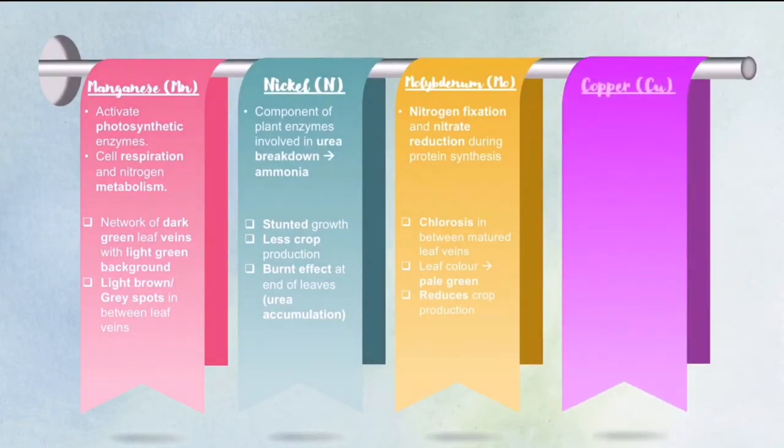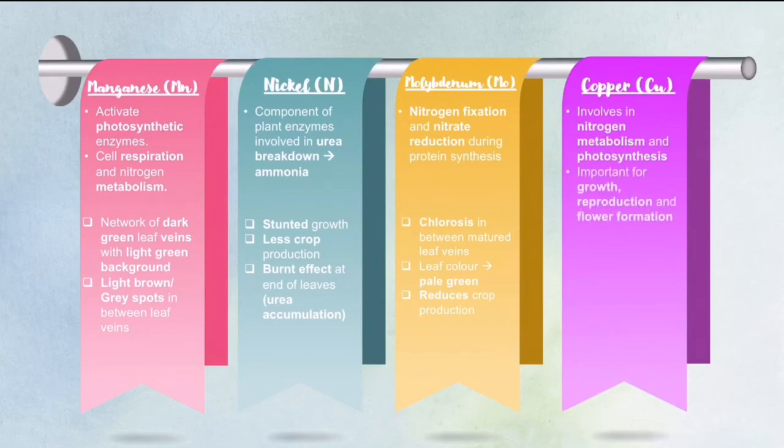And lastly, we have copper. Copper is involved in nitrogen metabolism and photosynthesis. It is also important for growth, reproduction, and flower formation. Lack of copper will cause death of young shoot apex, brown spots on terminal leaves, and plants will become stunted.